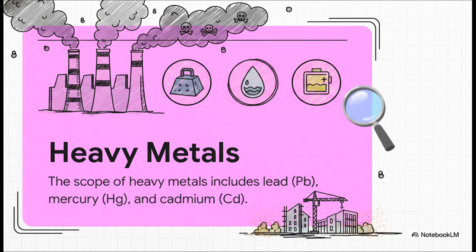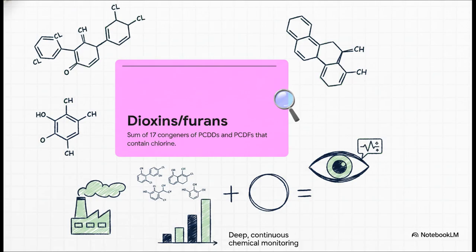Finally, dioxins and furans. This is probably the most chemically specific mandate of the whole bunch. Entities actually have to calculate the sum of 17 distinct congeners, which are related chemical structures, of polychlorinated dibenzodioxins and dibenzofurans that contain chlorine. I know. It's a mouthful. But this level of meticulous, granular accounting proves something important. Entities cannot simply guess their environmental impact anymore. They are required to have deep, continuous, and highly sophisticated chemical monitoring capabilities.